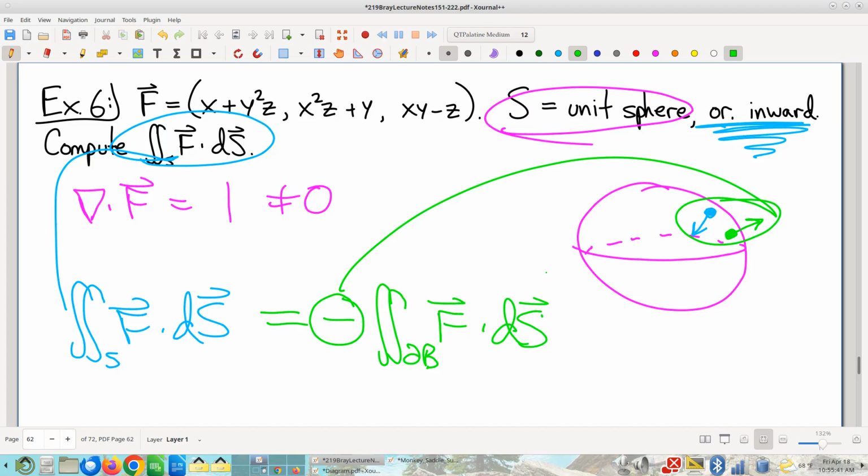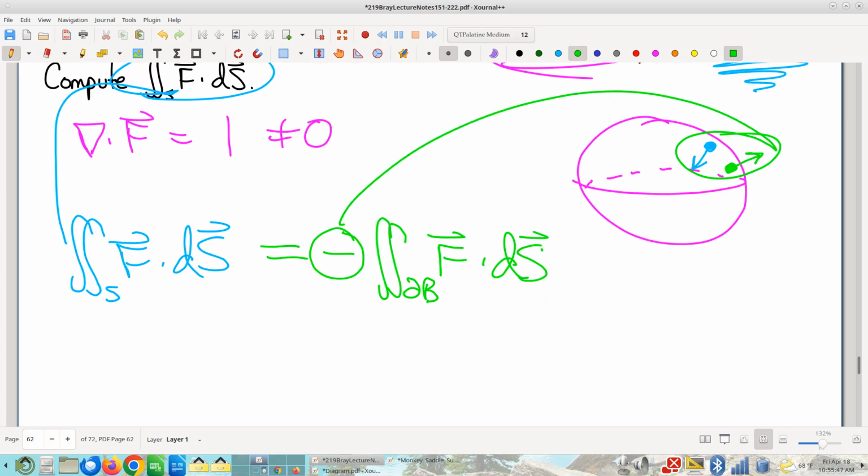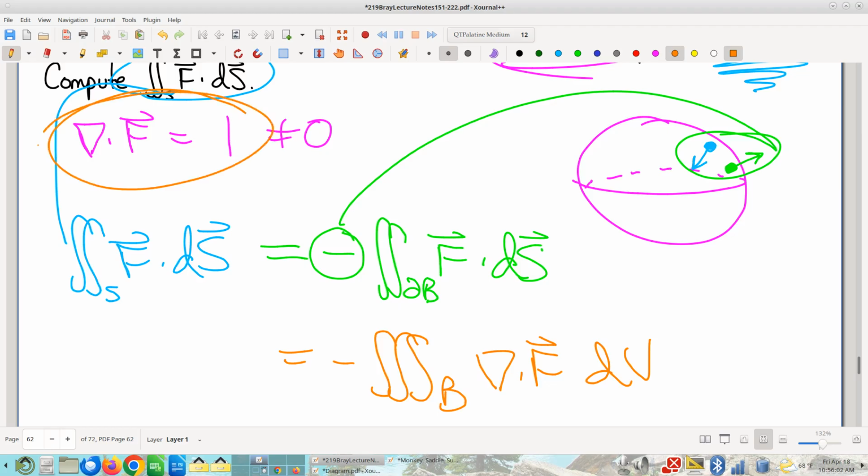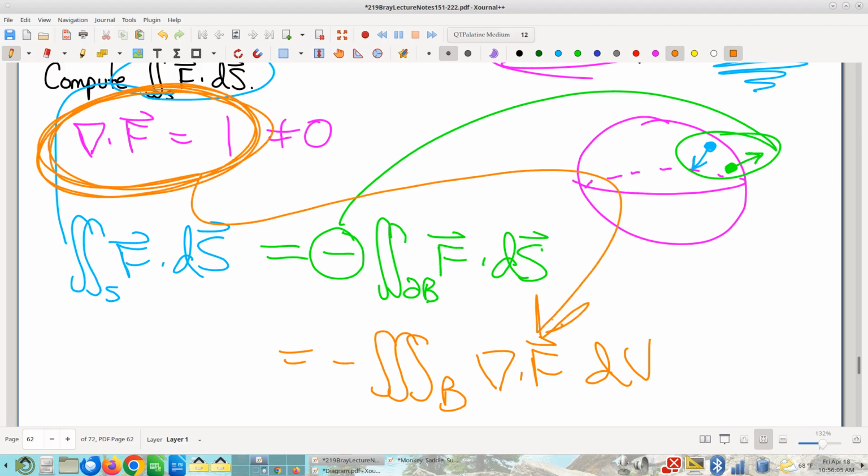And now we've got a boundary. We've dealt with the orientation. And because it's a boundary, we can immediately write down the divergence theorem. Minus sign comes along for the ride, of course. Triple integral over the ball of the divergence dV. We've already computed the divergence. And we just have an integral of 1 over the garden variety unit ball, easy volume. Boom. Don't forget about the minus sign with orientation. And we're done. How we doing? Everybody happy?